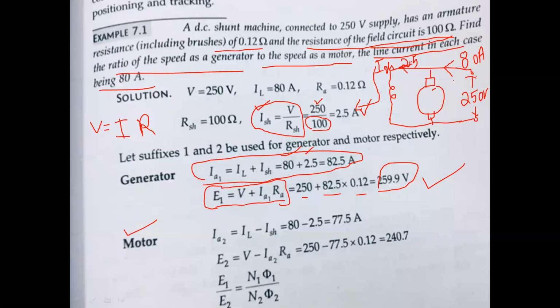From the 80 amperes, the shunt current is the same because the terminal voltage is the same, 250 volts, so the shunt current is 2.5 amperes. Therefore, the armature current of the motor, I_A2, is the incoming 80 amperes minus the 2.5 amperes going to the field. The remaining current is 77.5 amperes.